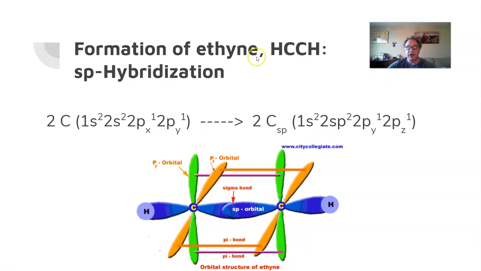Finally, we can also understand now the orbitals involved in the formation of ethyne, which is a carbon-carbon triple bond. This is sp hybridization, where 2 regular carbon atoms mix the 2s orbital and only one of the 2p orbitals to give 2 degenerate sp hybrid orbitals containing 1 electron each for a total of 2 electrons, with the 3rd and 4th valence electrons of carbon remaining in the 2py and the 2pz orbitals.